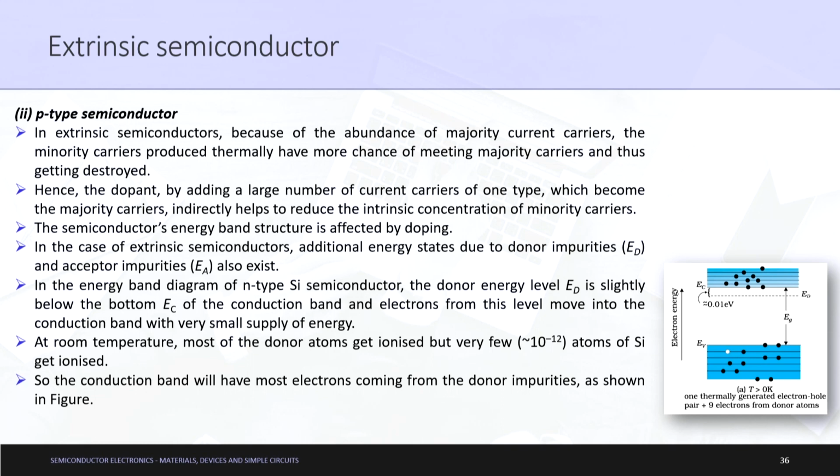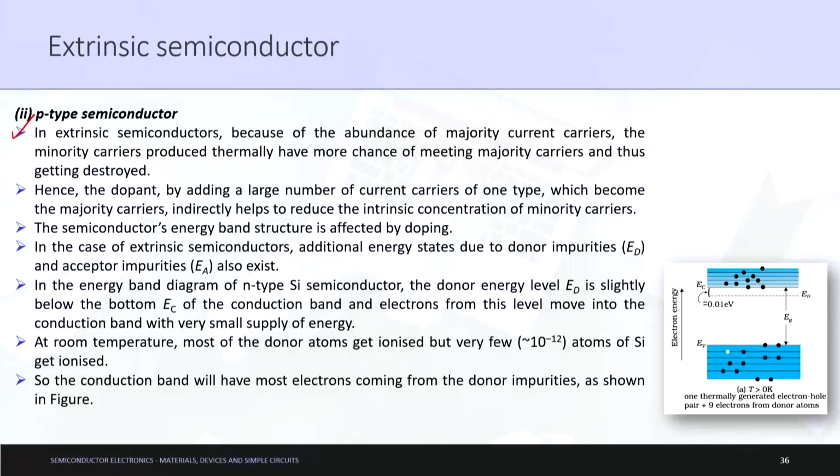So, in extrinsic semiconductors, because of the abundance of majority current carriers, the minority carriers produced thermally have more chance of meeting majority carriers and thus getting destroyed. So, just to explain, what does it try to say? Let us say we take an example for your n type semiconductor. In n type semiconductor, the electrons were the majority charge carriers, the holes were the minority charge carriers. Let us say there are 4 holes and there are 16 electrons. There may be a time in which all these 4 holes will be utilized by the 16 electrons. So, in one way we can say that there are 12 electrons and 0 holes. Let us move on to the example for your p type semiconductor.